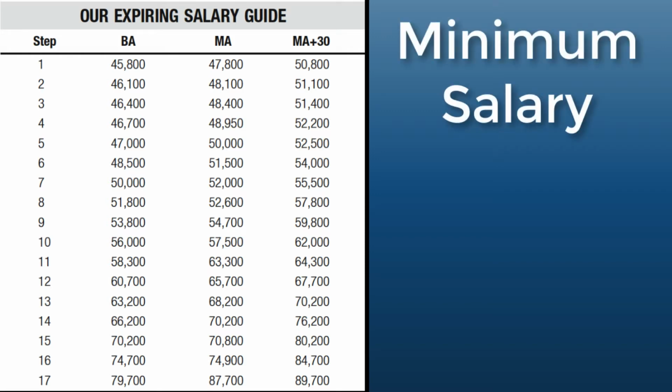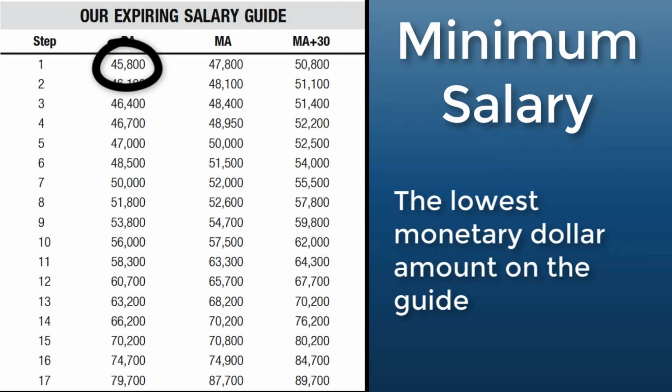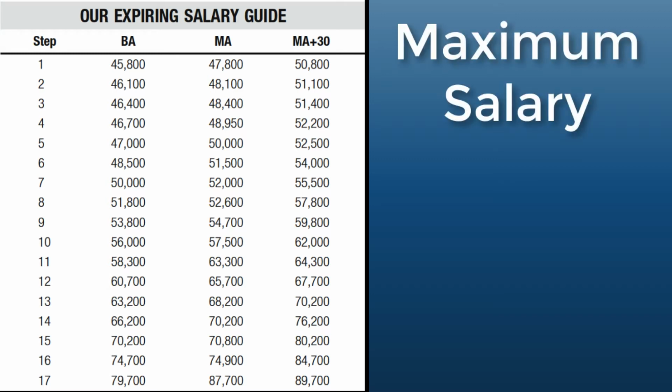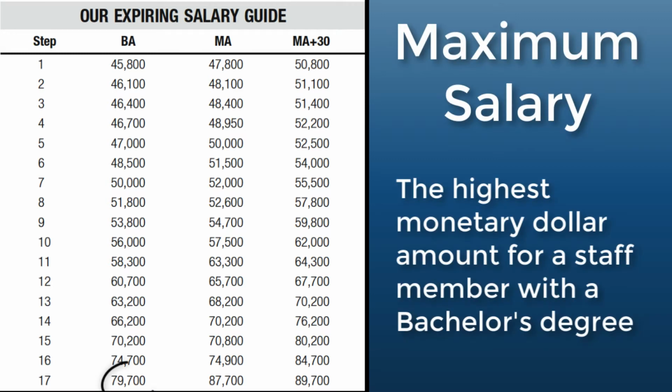Every salary guide begins with a minimum salary. This salary is the lowest monetary dollar amount on the guide. Typically, on a teacher's salary guide, it's the first step on the bachelor's degree column. Conversely, on that same column, there is a maximum salary, which is the highest monetary dollar amount for a staff member with a bachelor's degree.